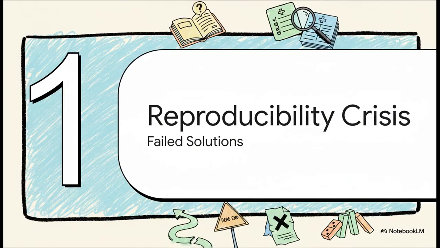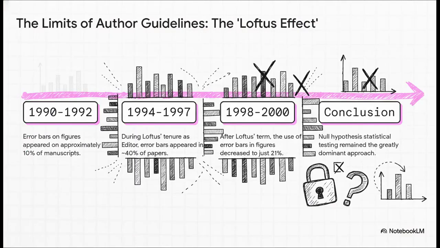It seems pretty logical, right? If you just give authors better instructions, or maybe a checklist, the problem should just fix itself. But the real story is a lot more complicated, and frankly, a lot more interesting. So why have these common sense fixes fallen so short? This timeline tells a really fascinating story, often called the Loftus effect.